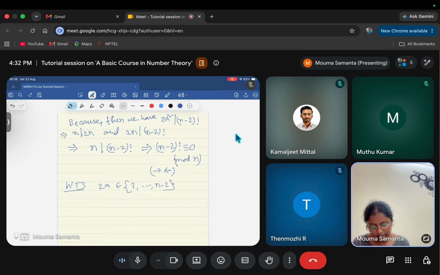What is the condition given? We have considered a is greater than or equal to 3. This is one condition, and another condition was a greater than 3. Now 2a belongs to this set, so obviously that will imply 2a is also greater than or equal to 3, or strictly greater than 3.